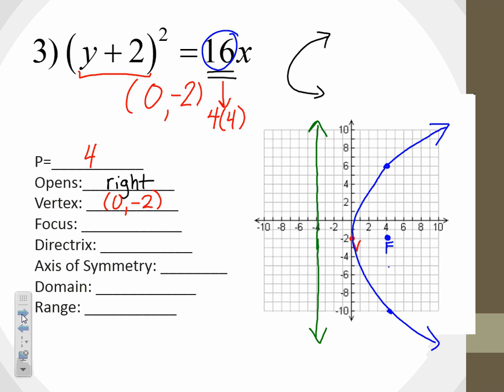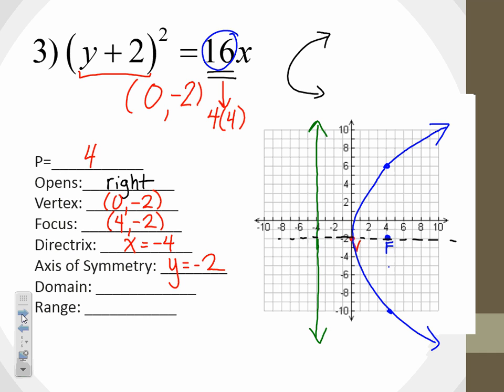And now we should have all the features we need to fill in. So where did we put our focus point? We put our focus point at 4, -2. Where did we put our directrix line? It's going through the x-axis at -4. The axis of symmetry, where would I fold him in half? Right here, through the vertex and the focus, where the y is -2, through the y-axis at -2.